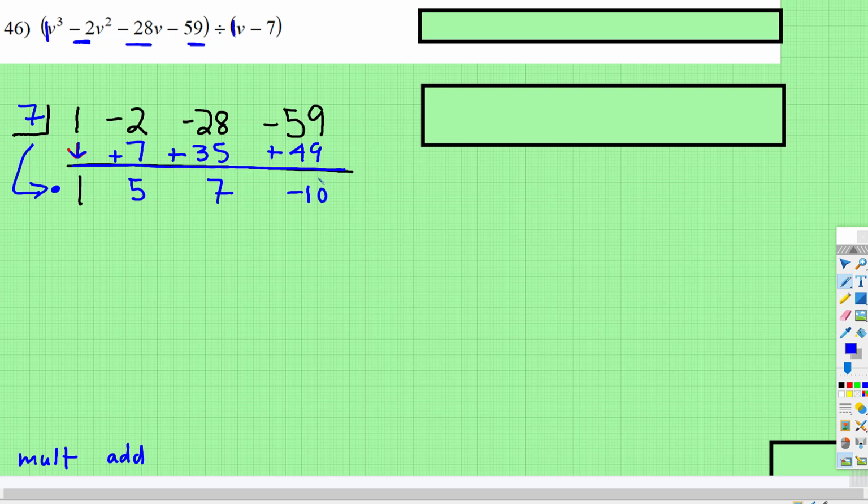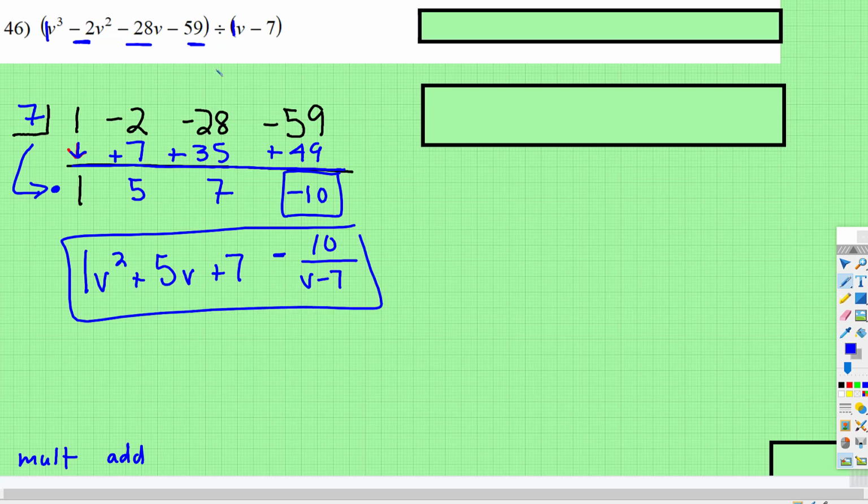Then what you have to remember to do, we're looking for the quotient. We just factored out a v, so now we have v squared. So this becomes 1v squared plus 5v plus 7. And remember, this last one's always the remainder. So you just put -10 over the divisor, v subtract 7. So this is the quotient. This right here is the answer to this question.